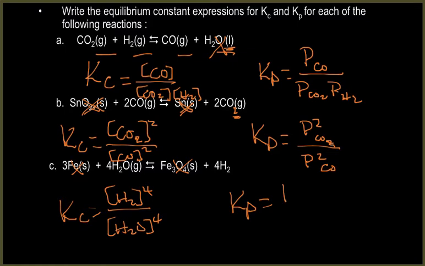So for this one, I would do P to the fourth, because that's the coefficient here, and then the subscript would be H2 because that's the substance, over P to the fourth of H2O.